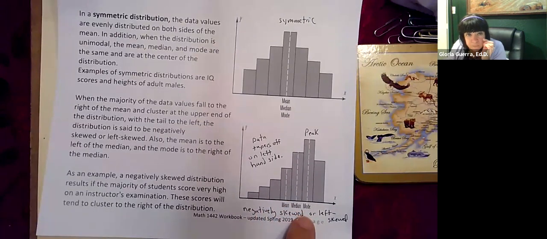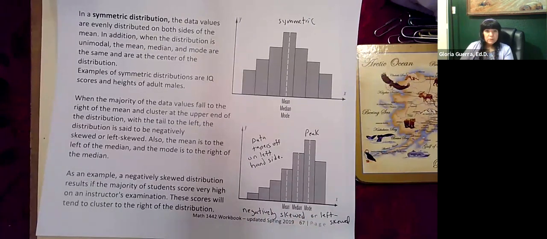3 M's. An example, a negatively skewed distribution results if the majority of students score very high on instructor's examination. These scores will tend to cluster to the right of the distribution. Okay. So let me see.